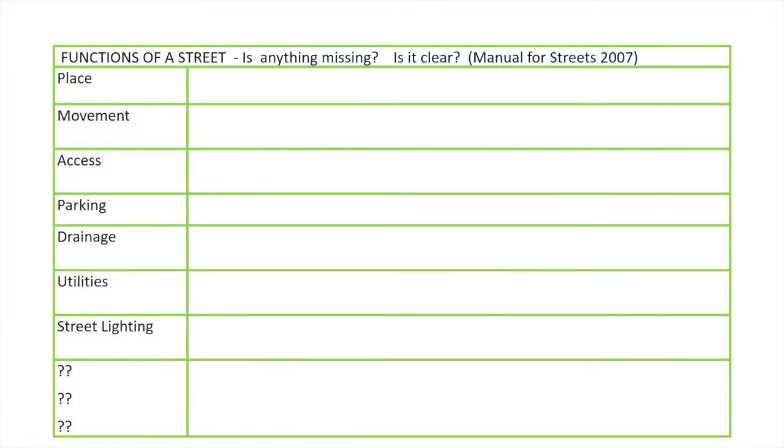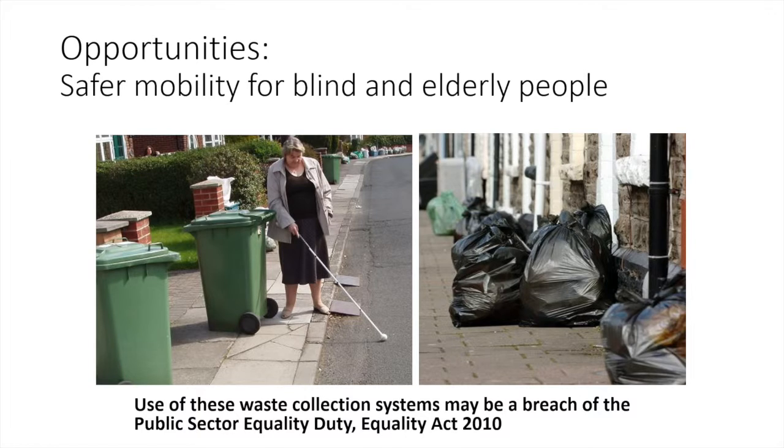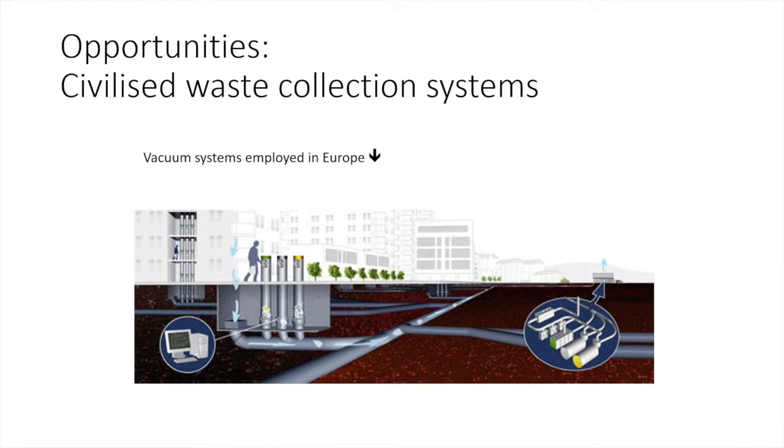Well, it lists a range of functions that streets perform, and there they are. And maybe we could add in SUDs, the transmission of clean, cool air. Air pollution is a growing issue. There's waste management, which is sorely neglected. The recycling of water. Heat pipes. There's opportunities to deal with this, the intermittent obstruction of footways. There are underground waste collection systems. This one's in Edinburgh. Pneumatic systems.